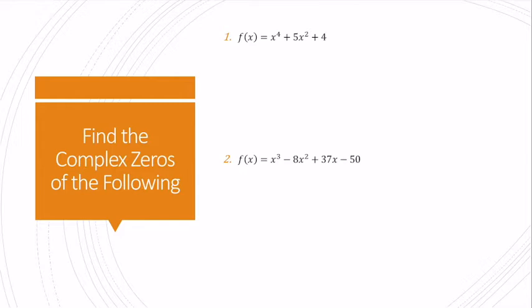So for problem 2, f of x equals x cubed minus x squared plus 37x minus 50, I'm going to go ahead and find all of our zeros for this polynomial. So what I'm going to do first is I want to mind my p's and q's, right? I want to find my list of all possible rational zeros. And that's minus 50.